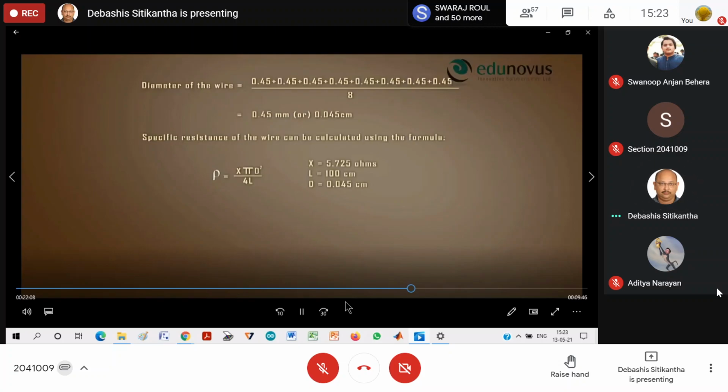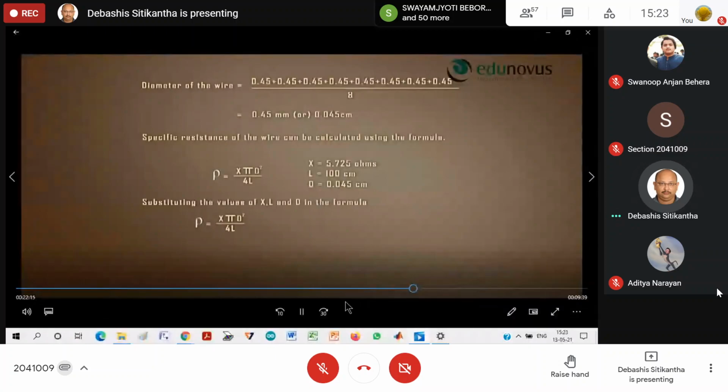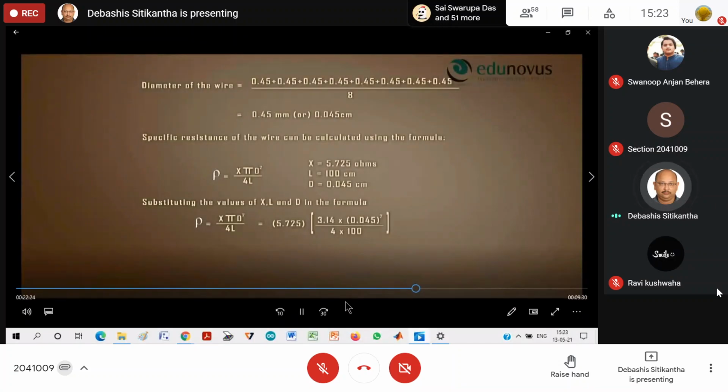Substituting the values of X, L and D in the formula, rho is equal to X pi d square by 4L, which is 5.725 into 3.14 into 0.045 whole square divided by 4 into 100. That is equal to 100 into 10 power minus 8 ohm meter.